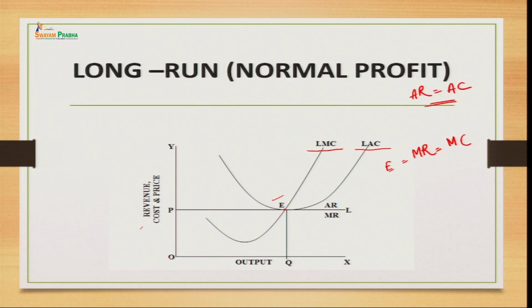You can see for the production of OQ output, the cost is EQ and the revenue is also EQ. So, the average revenue of the firm is EQ and the average cost of the firm is also EQ, which is equal. So, here we have the normal profit consideration in the long run.